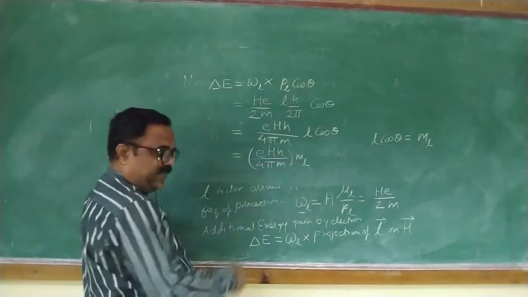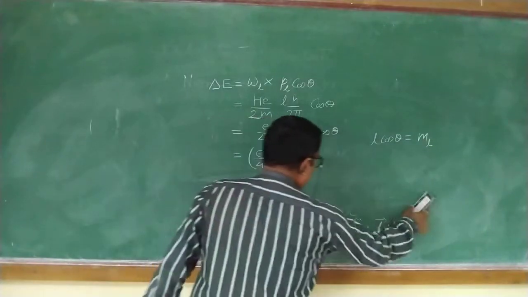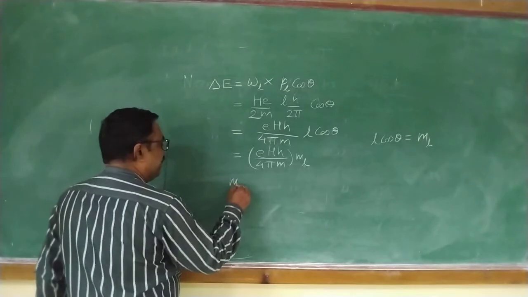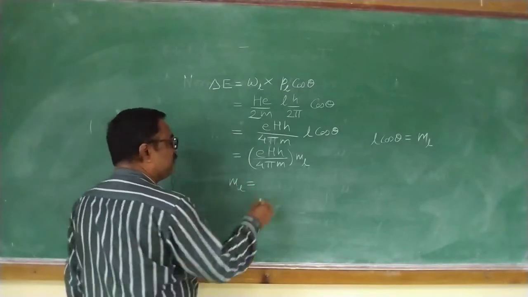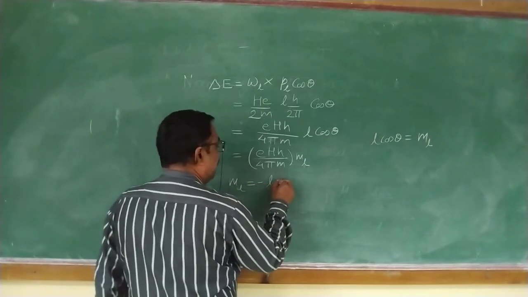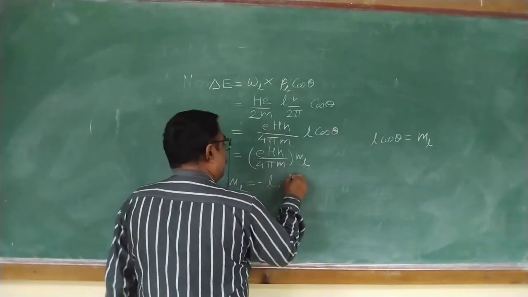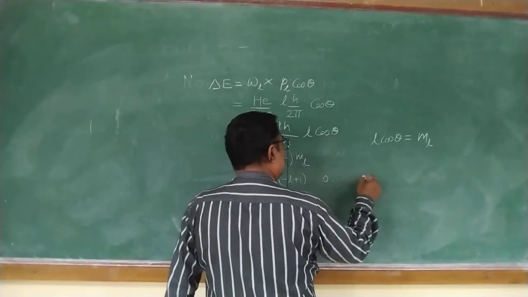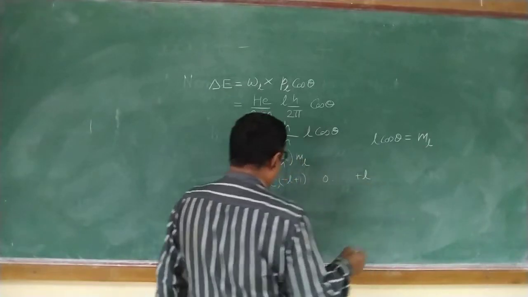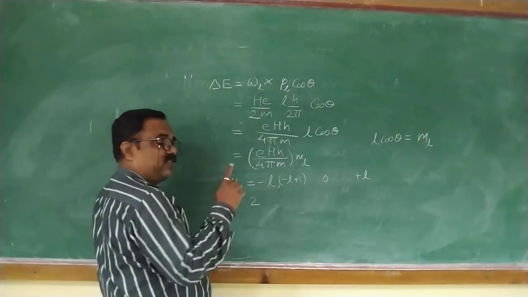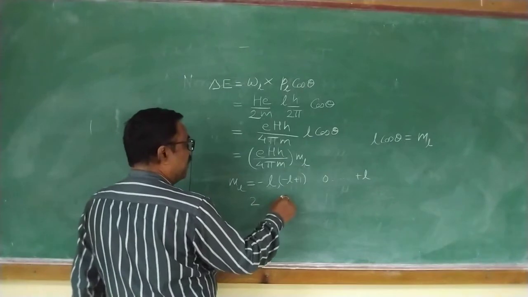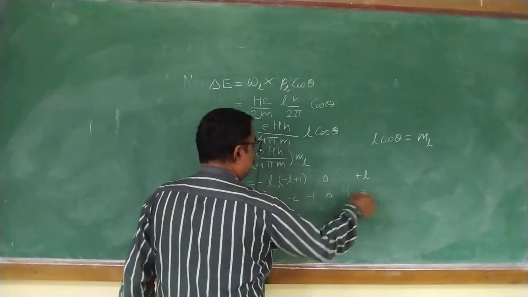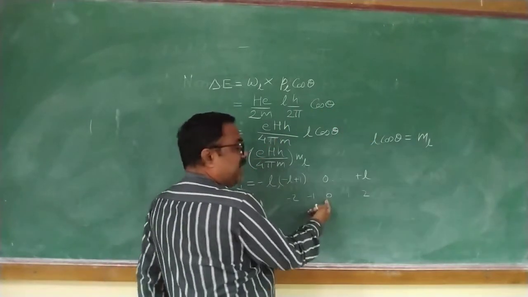Now what is ml? As I have told you, ml is the orbital magnetic quantum number, and it takes values starting from minus L plus 1 up to 0 to plus L. Suppose L is equal to 2, then what values will ml take? ml will be minus 2, minus 1, 0, 1 and 2. So it takes values from minus L to plus L including 0.